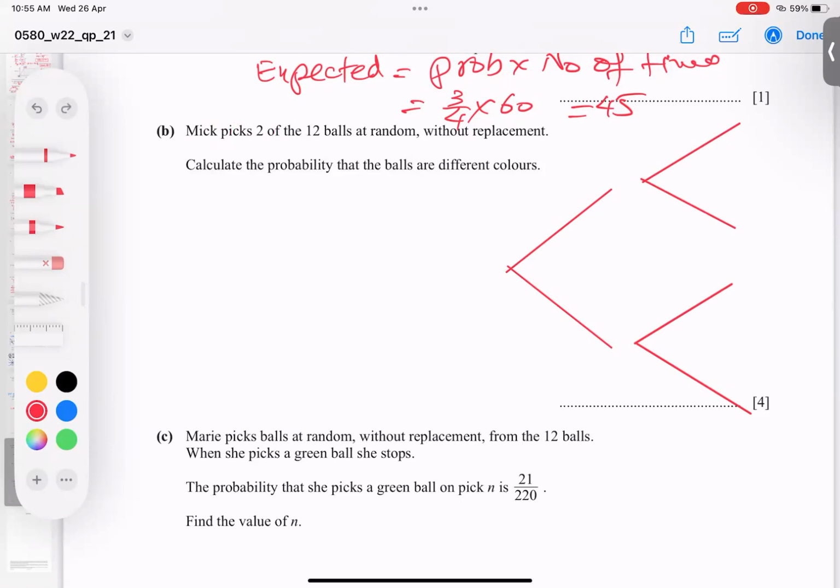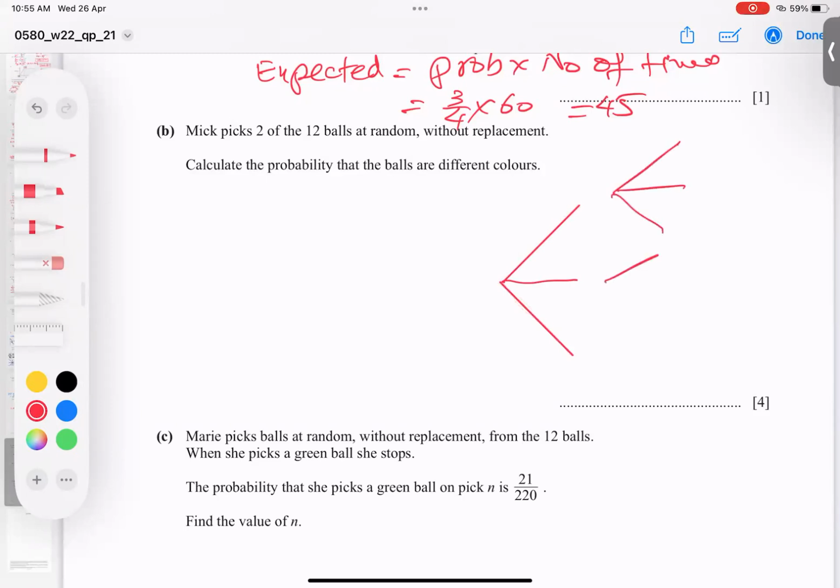Okay, sorry, there are normally 3 colors we have. Okay, no problem. Pick 2 balls from 12 with the replacement. The probability is of different colors. So it means we have a tree diagram, and 3 colors are there. So different colors. I hope you're understanding what I'm saying.